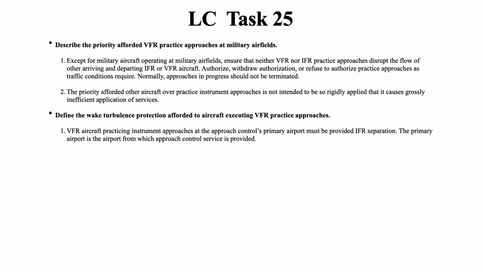So, how does separation apply for VFR practice approaches? VFR aircraft practicing instrument approaches at the approach control's primary airport must be provided IFR separation. The primary airport is the airport from which the approach control service is provided. So what that means is that at some airports, you're going to be required to provide IFR separation for aircraft that are doing a practice IFR approach but are flying under VFR conditions.